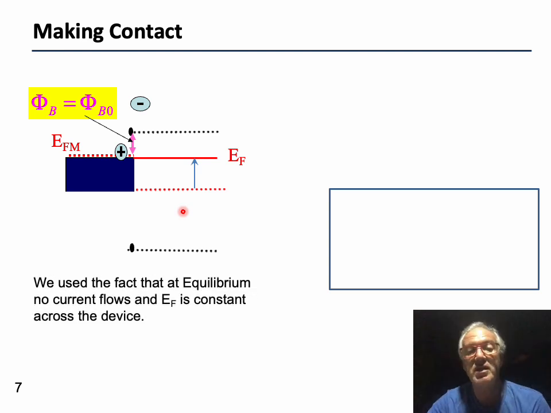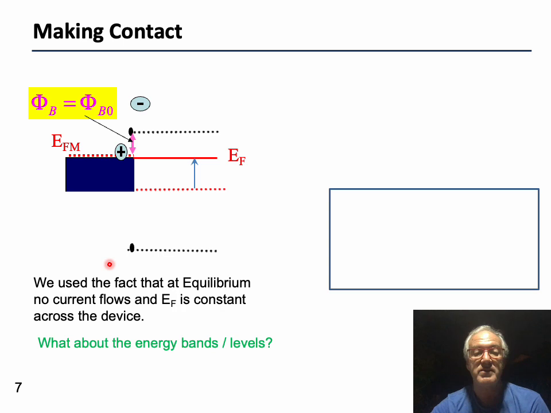So basically what we did here, we assumed that we are interested in the energy levels under equilibrium conditions. In that case we waited long enough until everything stabilized and there are no currents in the system, and the Fermi level is constant. So this tells us what's happening close to the interface. And the question is, what about the energy levels or the bands? How would they look when we go far from the interface?